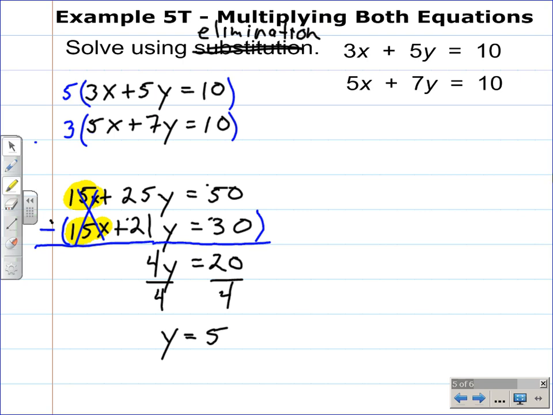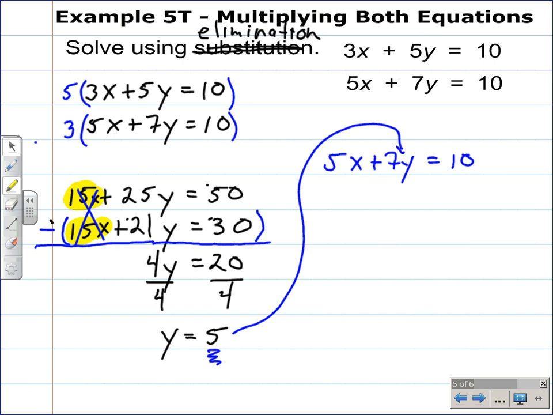We have to take that result and substitute it into one of the original equations, either the first equation or the second equation. It doesn't matter. As long as you do your work correctly, you'll get the same answer. So I'll just use the second equation. I think I've used the first equation a couple times in this video lesson. So I'll use 5x plus 7y is equal to 10. Remember, I'm substituting 5 in for y.